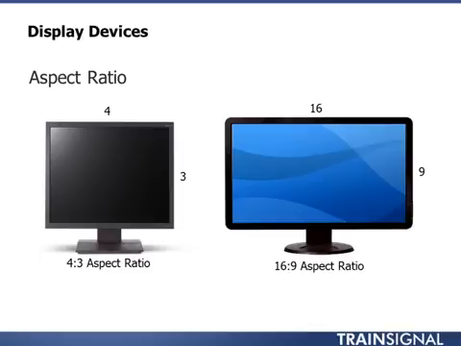And the layman's terms for a 4 by 3 is a square screen. It's not literally square because it's not 3 by 3, it's 4 by 3, but it looks kind of square. And then the 16 by 9 very often is referred to simply as widescreen. And again, sometimes they'll call it an HD screen instead of widescreen versus standard screen or square screen.